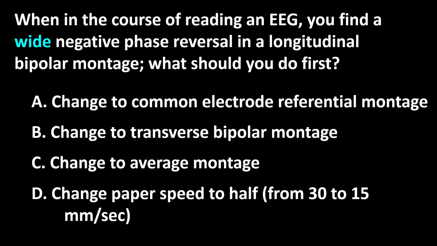Next question. When in the course of reviewing an EEG, you find a negative phase reversal in a longitudinal bipolar montage, what should you do first? A. Change to common electrode referential montage. B. Change to transverse bipolar montage. C. Change to average montage. D. Change paper speed to half, that is from 30 millimeters per second to 15 millimeters per second.